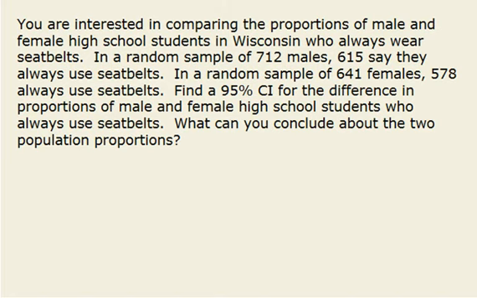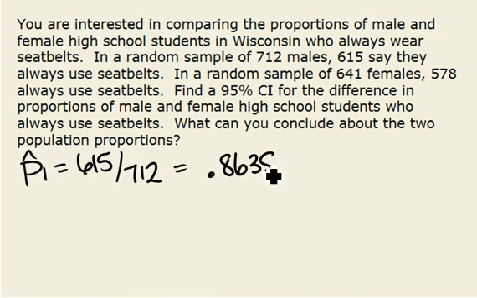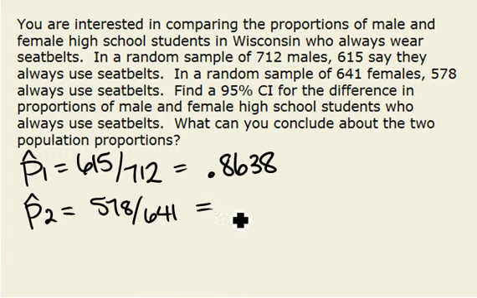For the group of the males, we have 615 out of 712. We'll call that group 1. So P1 hat is 615 divided by 712, which is equal to 0.8638 if we keep 4 digits. For the females, we'll call that group 2. We have 578 out of 641, which is equal to 0.9017.